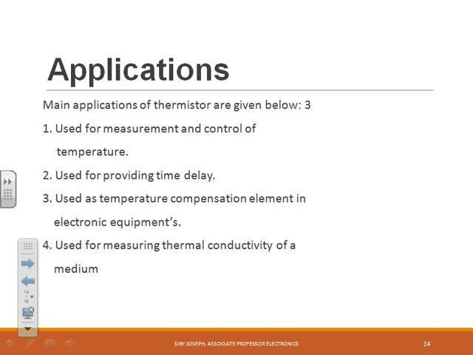So today we discussed what a thermistor is and the different types of thermistor. Positive temperature coefficient thermistors are there, negative temperature coefficient thermistors are there. Then the working principle of a thermistor, the construction of a thermistor, and the different types of thermistors, four types. Then the advantages and disadvantages of the thermistor and the applications of the thermistor.